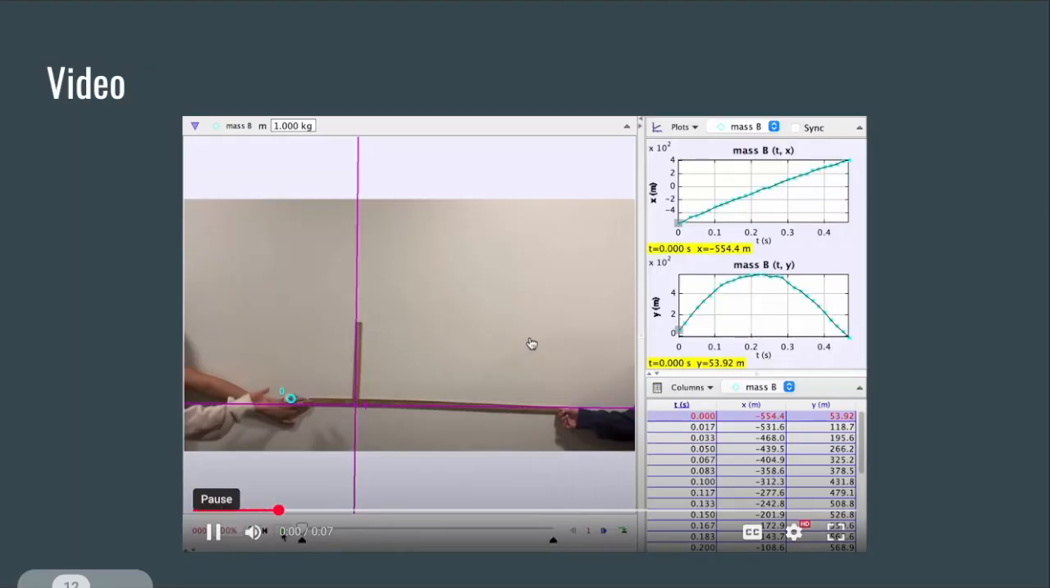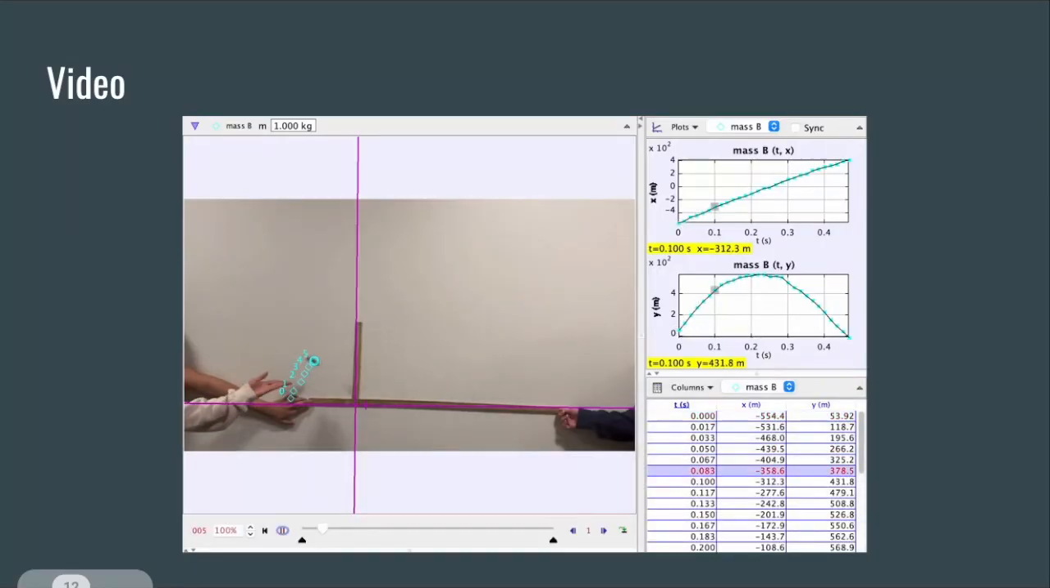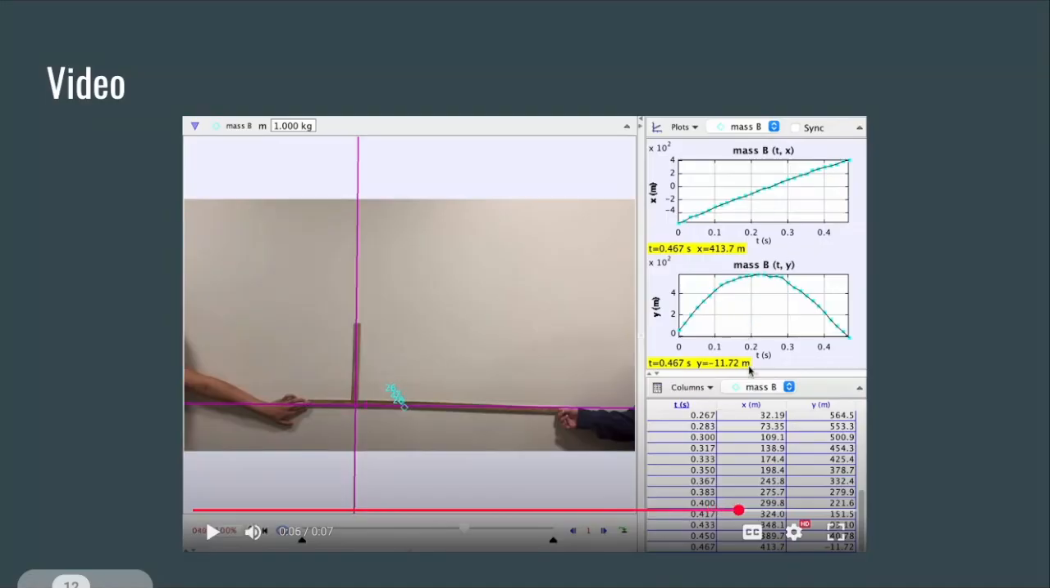For my Tracker analysis, here's my video. You can see on the right for the graphs that the position follows what we expect for the position, and that our velocity is constantly increasing.